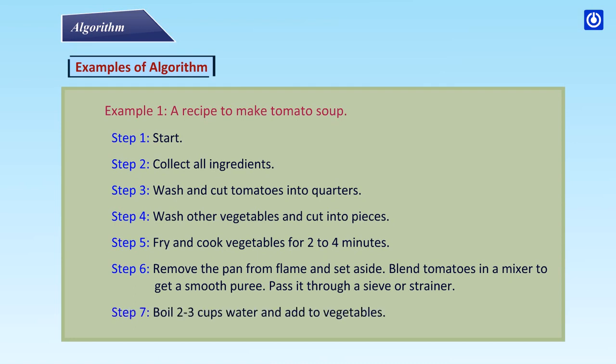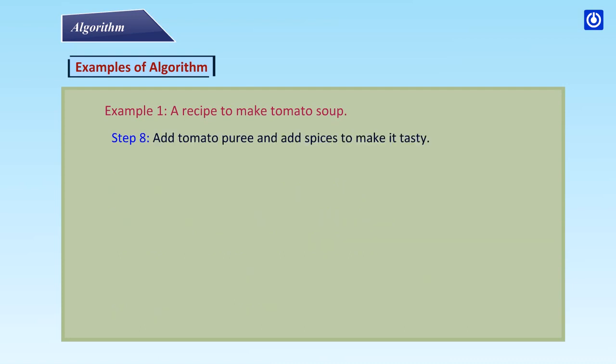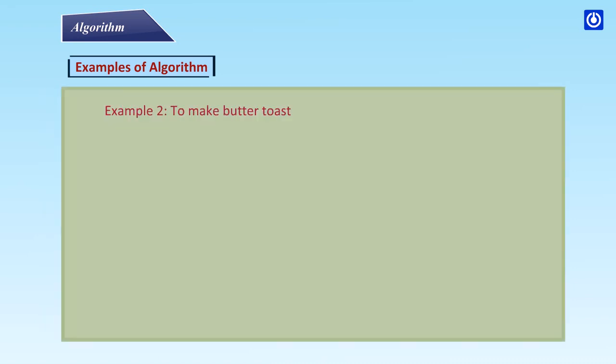Step 7. Boil 2 to 3 cups water and add the vegetables. Step 8. Add tomato puree and add spices to make it tasty. Step 9. Remove from flame and serve it. Step 10. Stop.